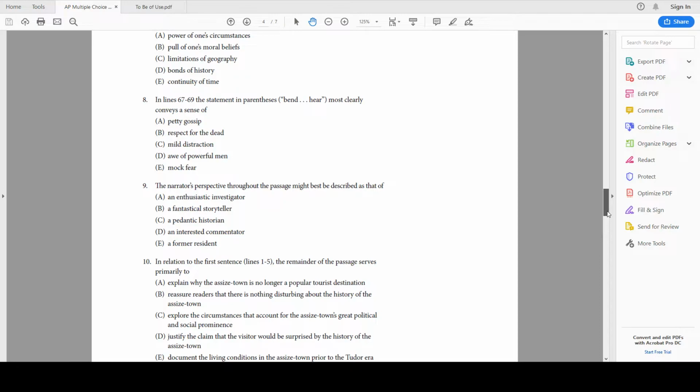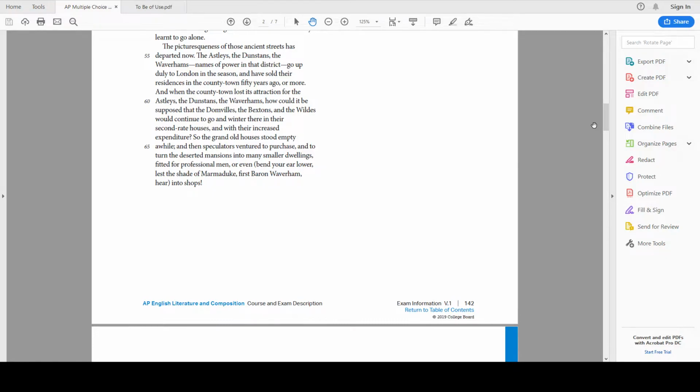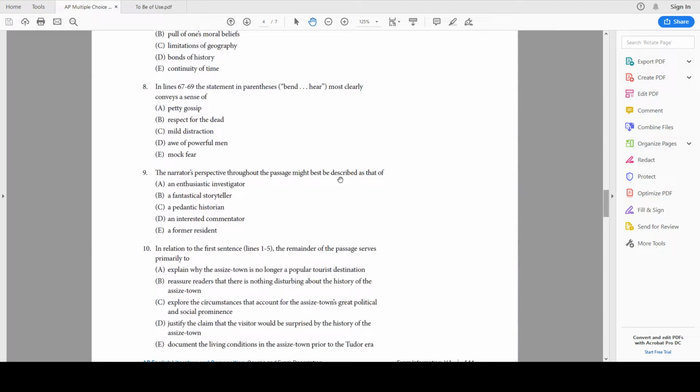So we need to go back to the sentence, because that's the most tempting answer, right? Because it sounds like the shade of Marmaduke is somewhat powerful. But in the context of the passage, this is a passage about old houses being turned into smaller dwellings for non-lords, right? Non-Marmadukes of the world. So it's actually about Marmadukes becoming less powerful and less influential in the city. So if you read the passage carefully, though powerful men are mentioned, once again, as with all wrong answers, there's some part that's wrong and there's some part that's right.